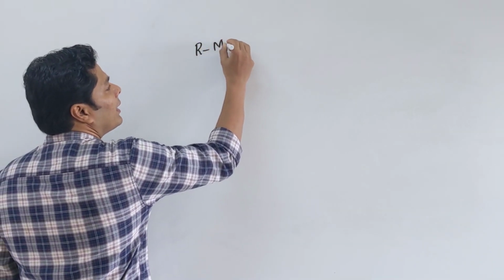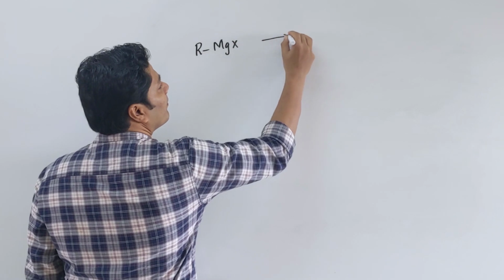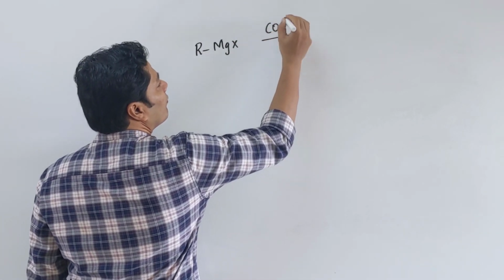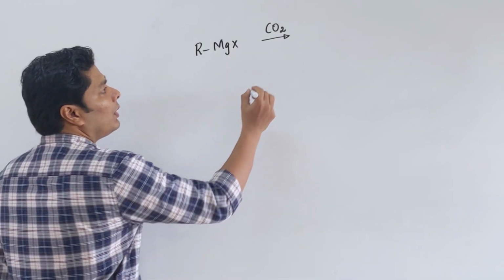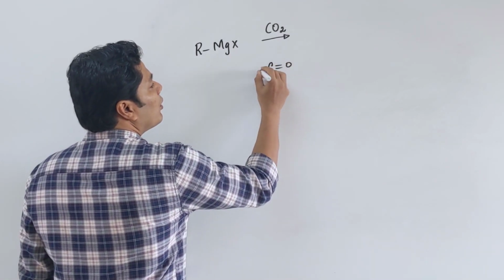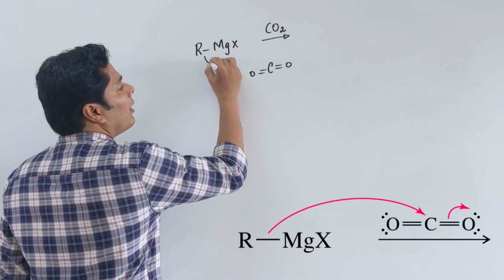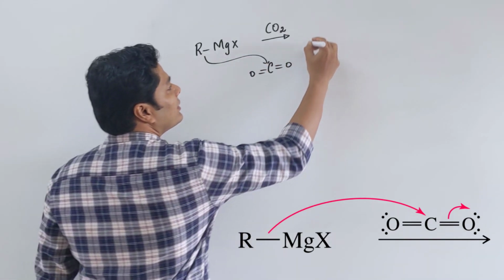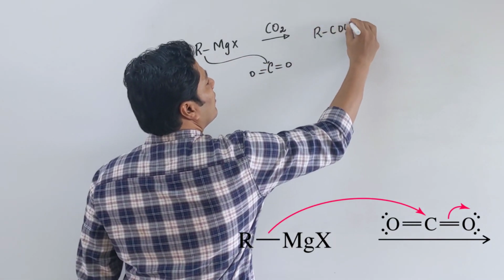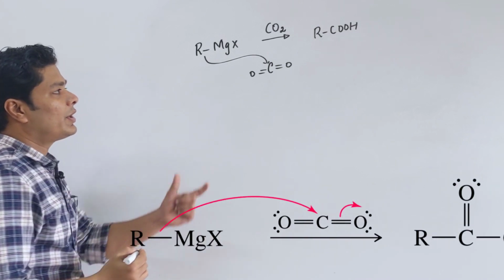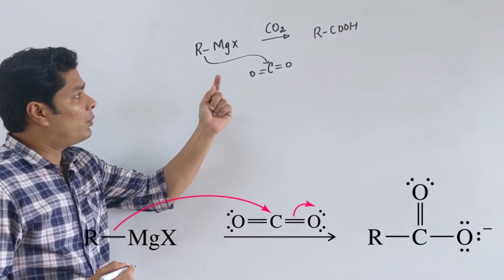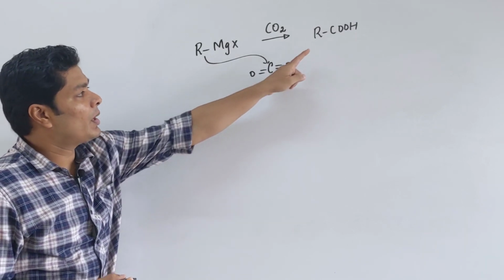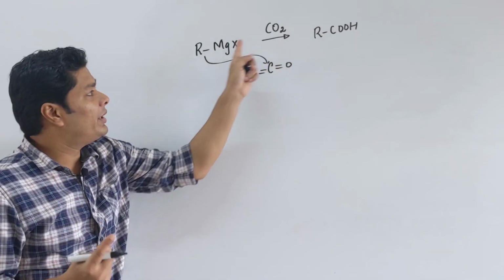We react RMgX with CO2. We have seen this before. The C double bond O can be attacked. This will give you the corresponding RCOOH. This is extremely straightforward. Now, what you want to remember is this is a step up reaction. Whatever acid you want, go one less carbon in the R group.